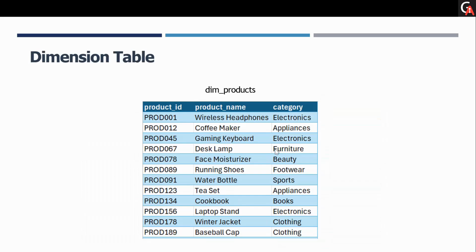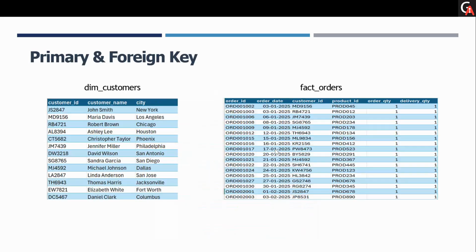Now let us understand what these dimension tables are. A dimension table is a table which stores the descriptive, or you can say categorical or textual, type of data. For example, customer details, product names, cities or dates. And these dimension tables usually contain primary keys. Now let's understand what primary and foreign keys are. A primary key is nothing but a unique column, or it can be a combination of columns as well, but it helps you identify each row in a table uniquely, and that's what a primary key is.